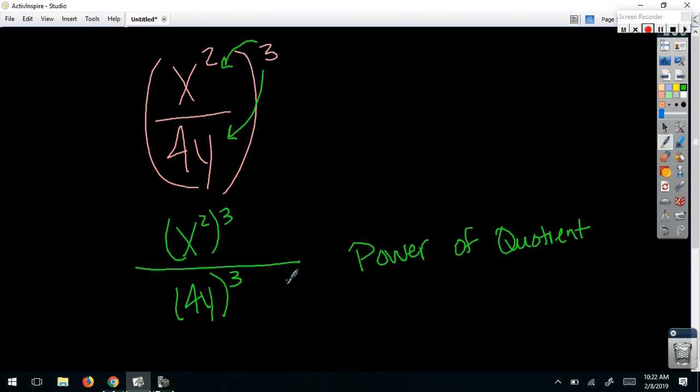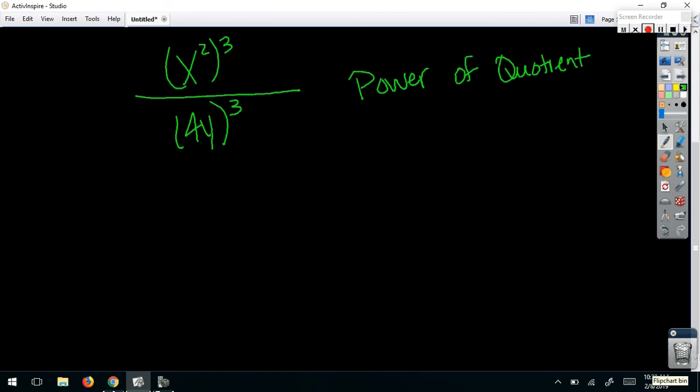Some of this you'll get to where you can do it in your head. Like you may have looked at that and go, oh, that's x to the 6 up top, right? You put two properties together and that's fine. The more you do them, the more you'll start to see that. So now that becomes x to the 6th. That's power of a power.